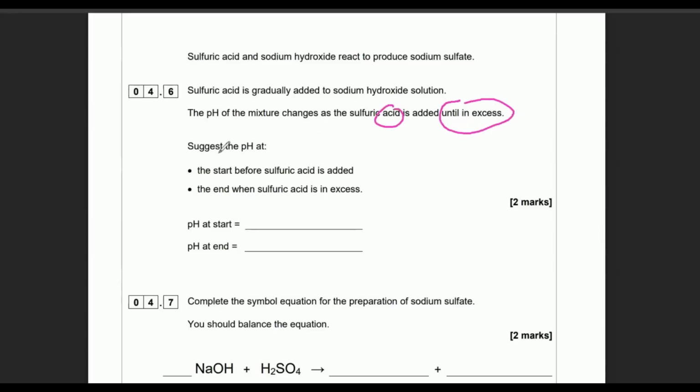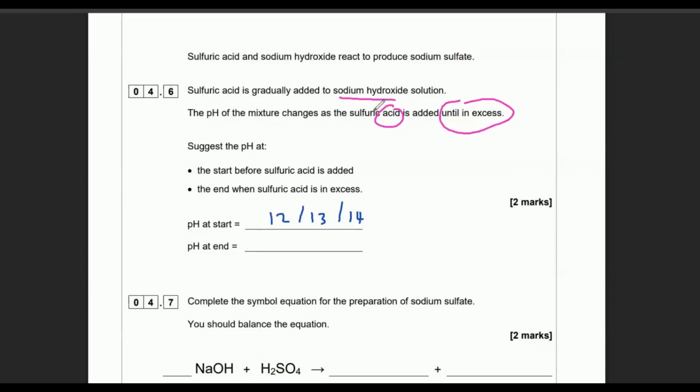Acid in excess. Suggest the pH at the start before the acid is added and then when the acid is in excess. So we want the pH at the start. Sulfuric acid is added to sodium hydroxide. Sodium hydroxide is a base, so pick any strong base pH. So pH at the start, I'm going to go pH 12, but you could say 13, you could say 14. Okay, sodium hydroxide is a strong alkali or base, so it has a high pH.